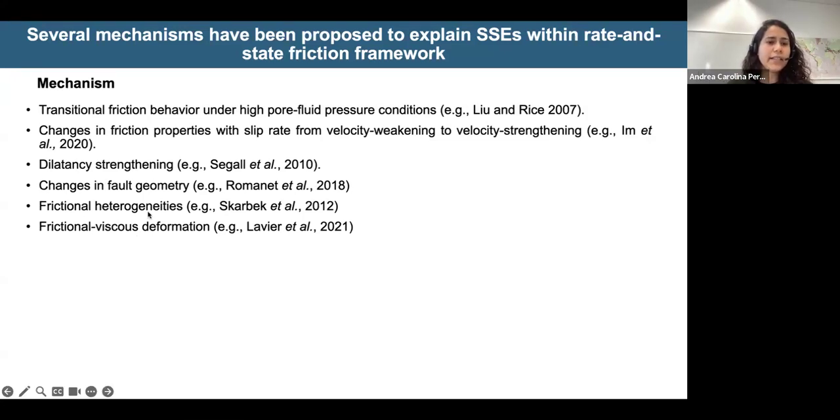Other models consider changes in fault geometry and frictional heterogeneities, both of which are consistent with geophysical observations that the environment where slow slip events occur is very heterogeneous, both in terms of relief, fault roughness, and also in terms of the materials that compose these rocks. And lastly, frictional-viscous deformation has been explored in the context of deep slow slip events because there's a lot of indication from the geological record that deformation is viscous at these depths, frictional and viscous.